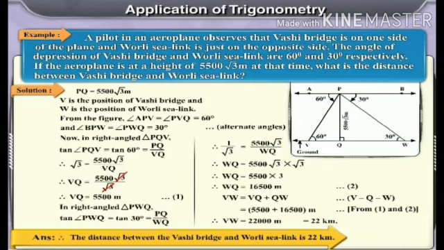Now VW is equal to VQ plus QW, which is equal to 5500 plus 16,500, that is 22,000 meter, which is equal to 22 kilometer. So from this we get the distance between the Vashi bridge and Worli ceiling is 22 kilometer.